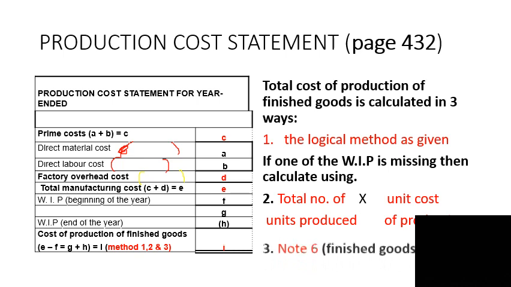And we still have another method. They might not give us the unit cost of production, they might not give us the number of units produced, they might give us sales. So if we are given sales and we are given finished goods opening stock and closing stock, our next possible formula will be using note 6. I will explain this further as we go on. Let us go now to the production cost statement worked example.